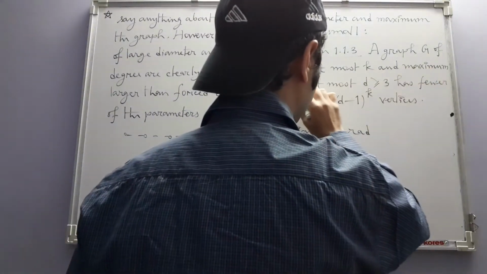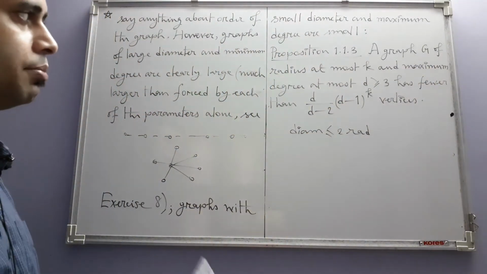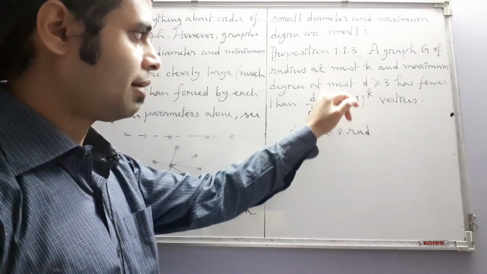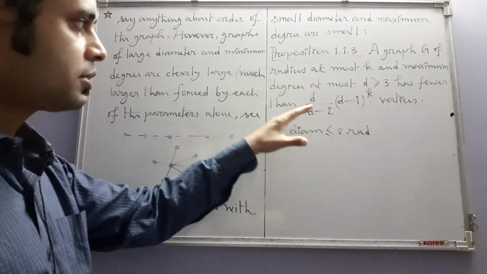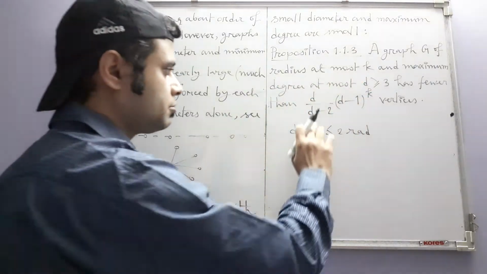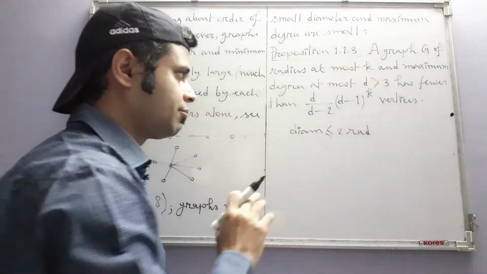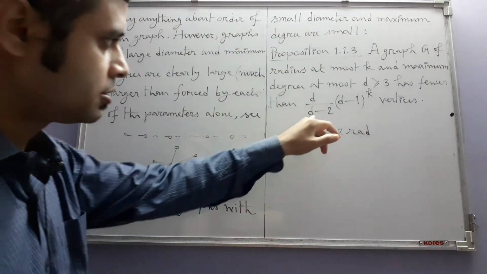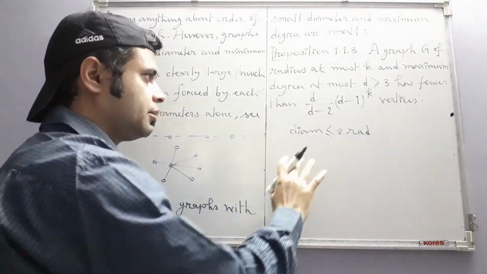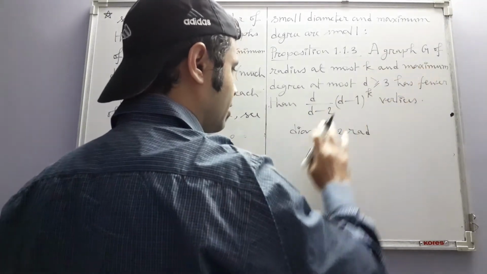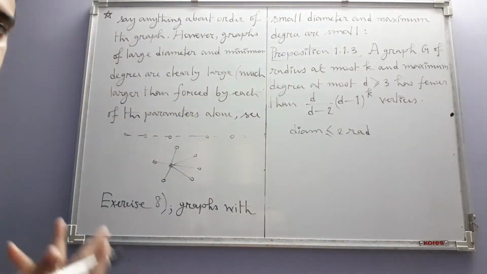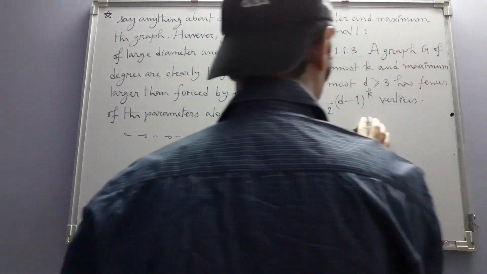Now if our graph has radius at most k and maximum degree at most d, then we have to show that the graph has fewer than this many vertices. Of course, you should not think that this many vertices means that there is a graph having exactly this many vertices, because this may not be an integer since we are dividing by d minus 2. All the proposition is saying is that our graph should have an order that is less than or equal to this real number. Okay, we are now going to prove this.